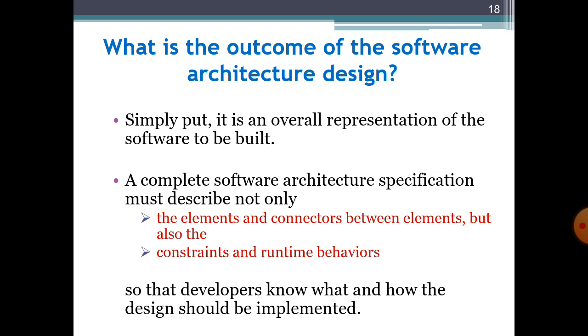Simply, software architecture represents the overall structure of the software we are going to build. So in short, we can say that it not only describes the elements and connectors between elements. Architectural design also addresses the constraints and runtime behavior as well. So ultimately, the developers must know what and how the system design should be implemented.